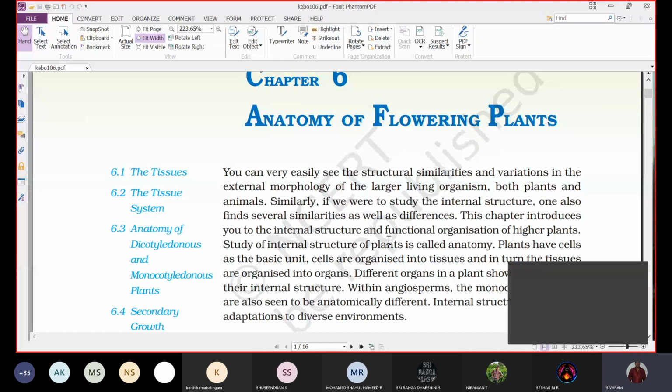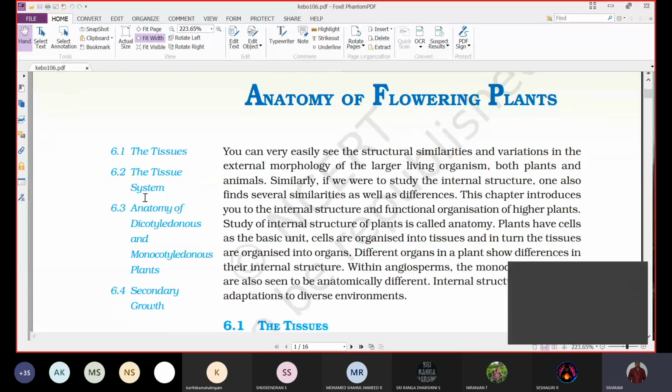Related to that, first we'll go with the different types of tissues. What are the different types of tissues that are present in the plants, and next the tissue system. That means the different types of tissues and their arrangement in the plant body.